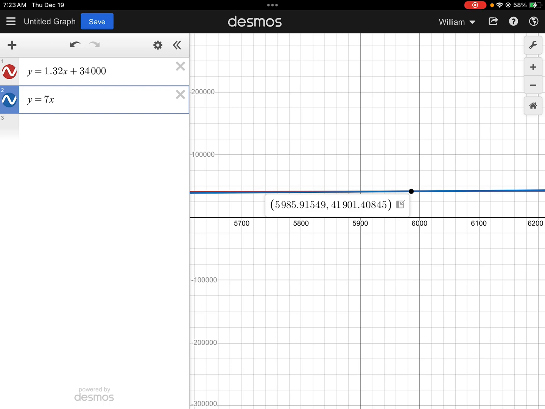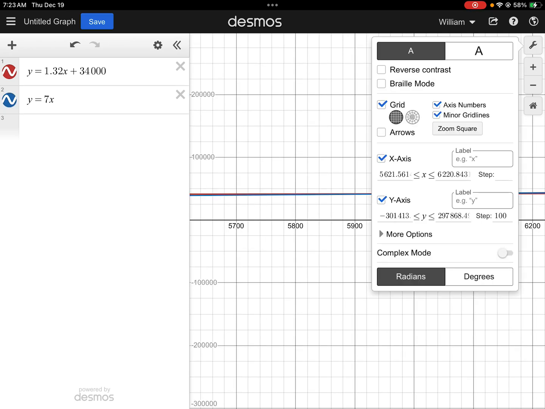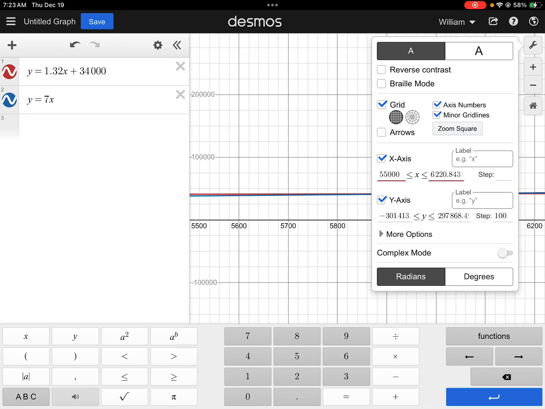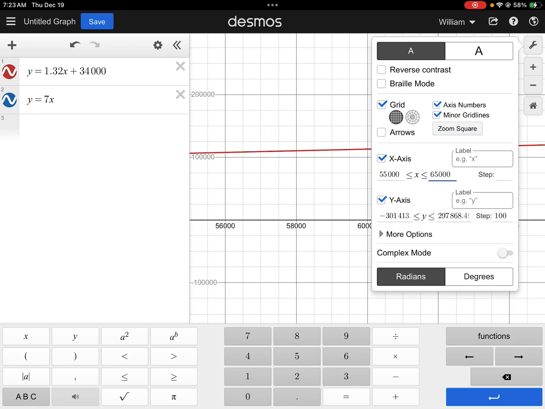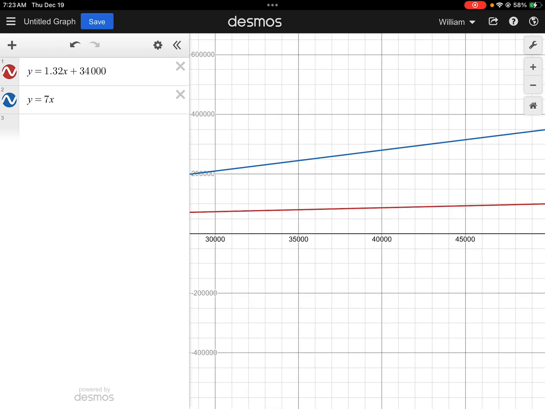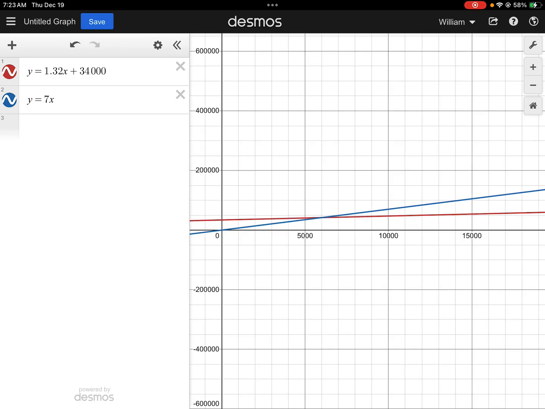So to view this a little bit closer, let's change my x from 55,000 to 65,000. And that makes it a little bit easier to see. And I'm going to back up here. There we go. Now it's a little bit easier to see, isn't it?